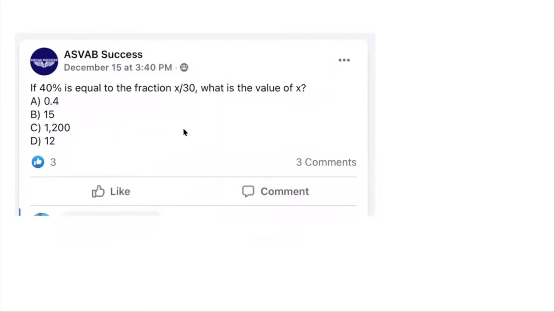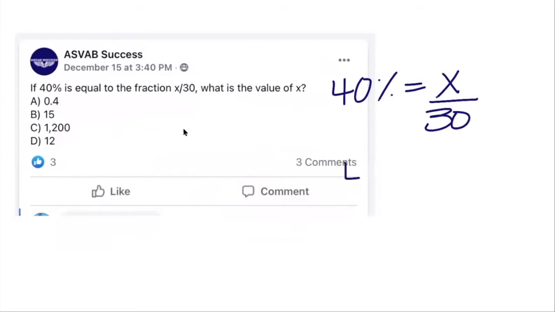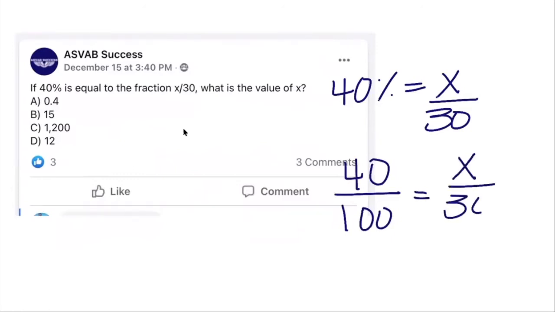Okay, so this question tends to be a little bit confusing because it gives us a percent and it's asking us to compare it to a fraction. So what we would want to do is say 40% equals x over 30. But in reality, a percent is something out of 100. So this would have to be 40 out of 100 equals x over 30. When we want to compare a percent to something, we have to put it over 100 like this.